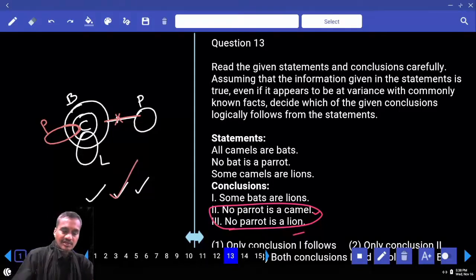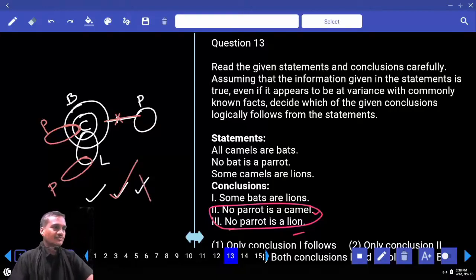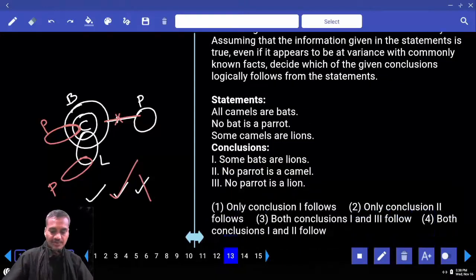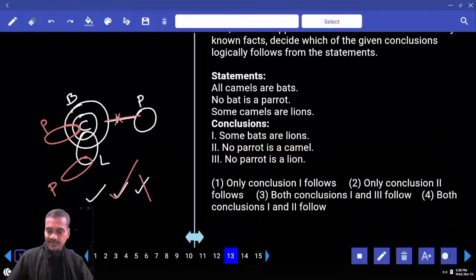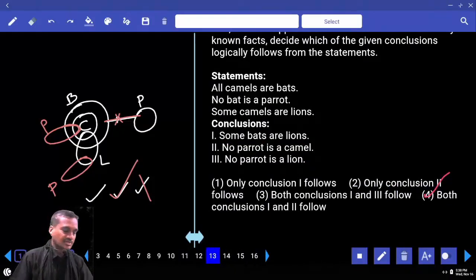No parrot is a lion. To make this one false, I need to prove some parrots are lions. Parrot and lion can be written here, right? Hence the alternate diagram is true, the previous conclusion false. Hence what is your answer? Both 1 and 2, and it is given in choice 4, question number 13.